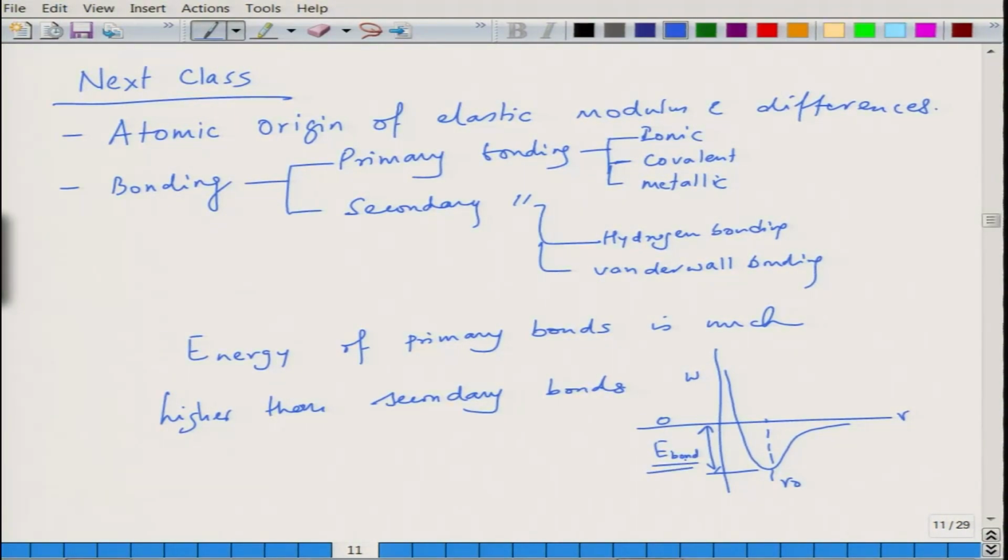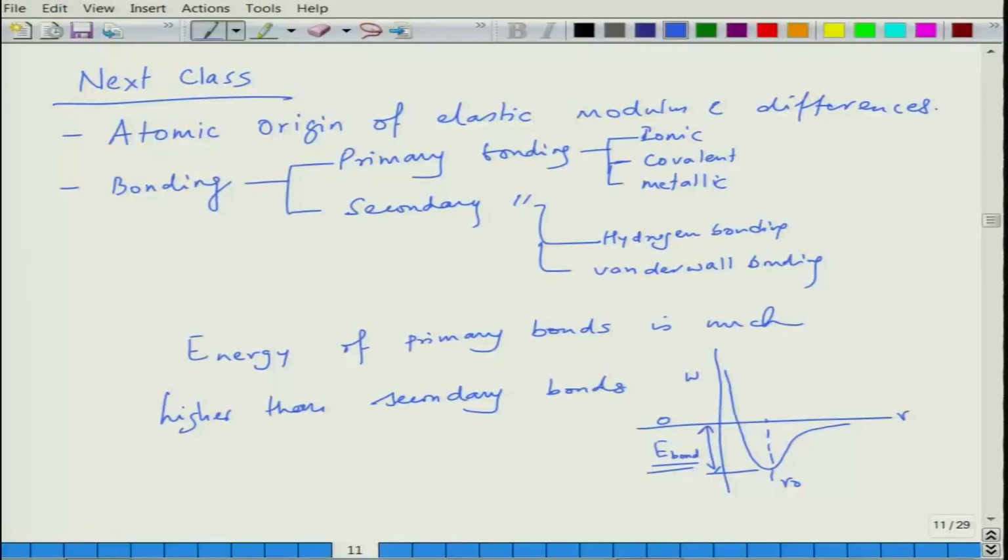In ceramic materials generally this E bond is very high, and the potential energy well is much narrower as compared to that in soft metals and polymers. So, we will see that materials with higher bond energy and narrower potential energy wells have higher modulus as compared to materials with smaller bond energy and broader potential energy wells.